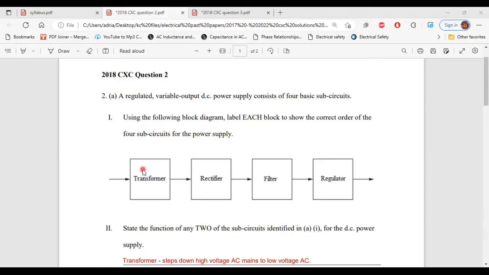So here we have the four blocks, and as you can see, the labels are already in place. For the first block, we have the transformer. Second block, we have the rectifier. The third block, we have the filter. And the final block, that's the regulator. So those are the four subcircuits. All right, so that's it for part one of A.